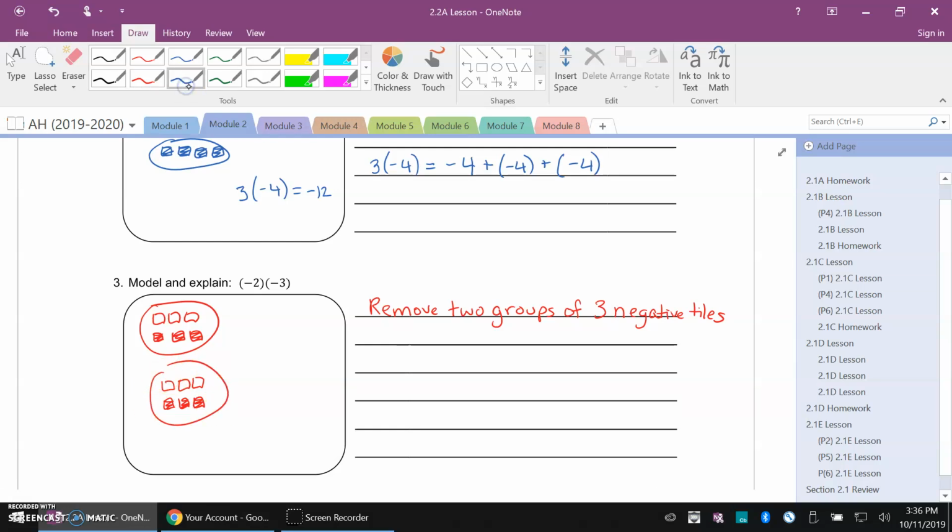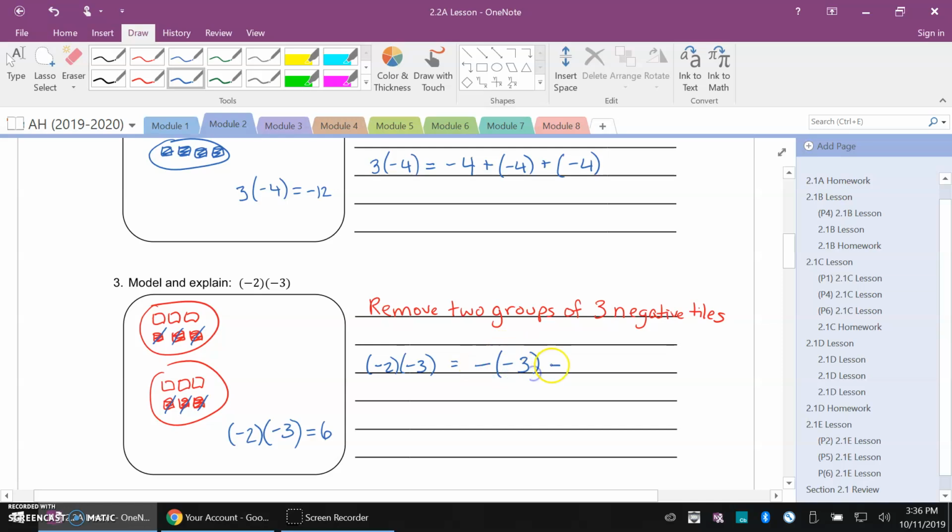with the 0 pairs. So if we need to remove 2 groups of 3 negative tiles, we're going to cross out these ones and then these ones here, which is why negative 2 times negative 3 is a positive 6. If we remove everything that's negative, everything that we have left is positive.